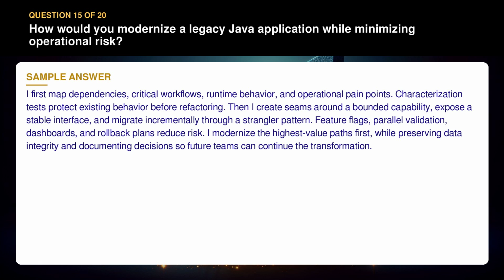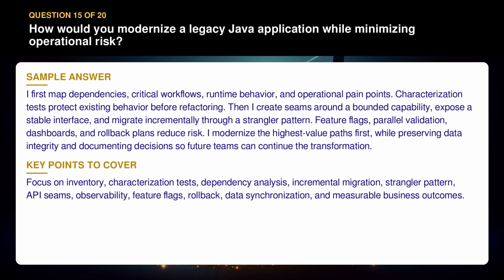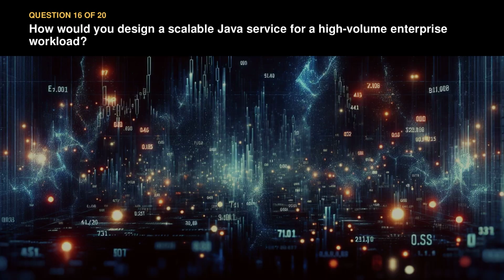I modernize the highest value paths first, while preserving data integrity and documenting decisions so future teams can continue the transformation. Focus on inventory, characterization tests, dependency analysis, incremental migration, strangler pattern, API seams, observability, feature flags, rollback, data synchronization, and measurable business outcomes.